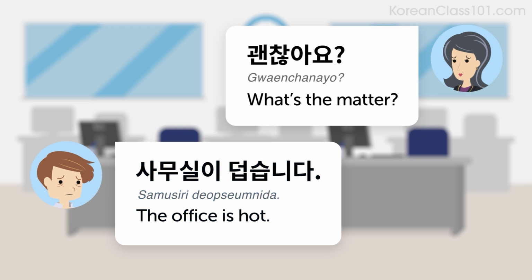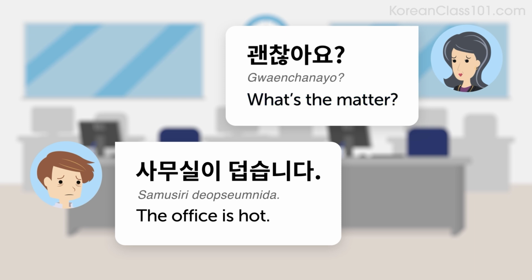First of all, you'll need to learn how to say, what's the matter? That's, 괜찮아요? Listen to it again. 괜찮아요? This Korean sentence literally translates into, are you all right? But it means, what's the matter in English.